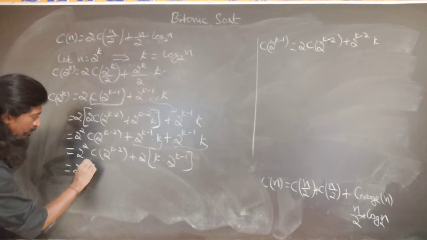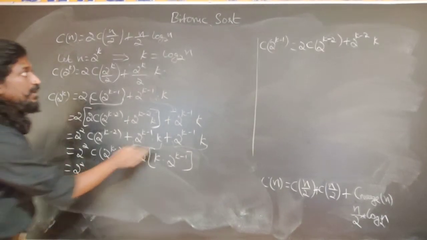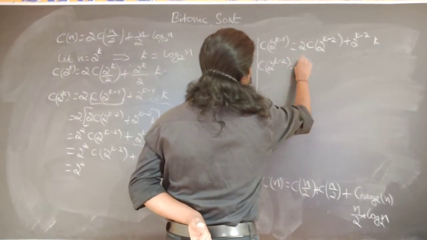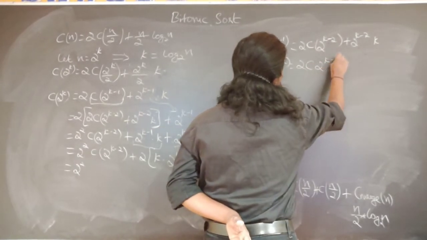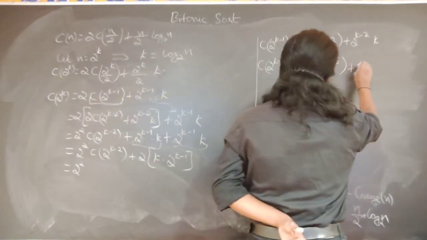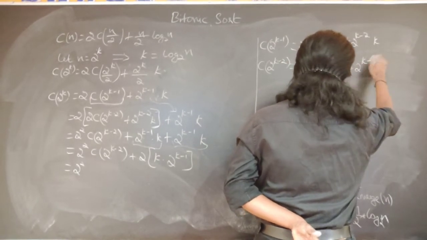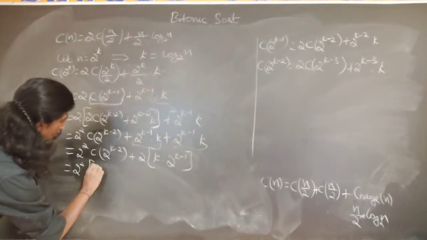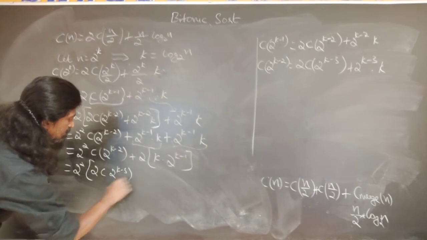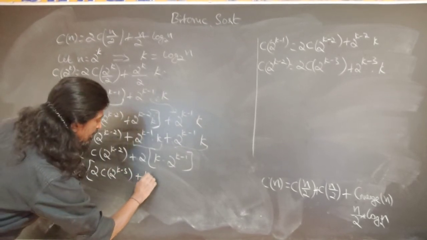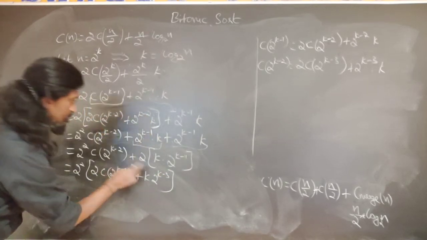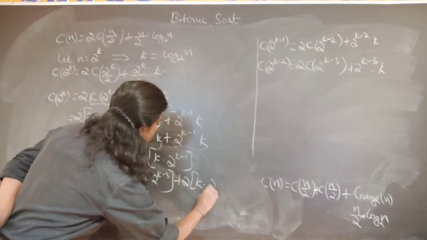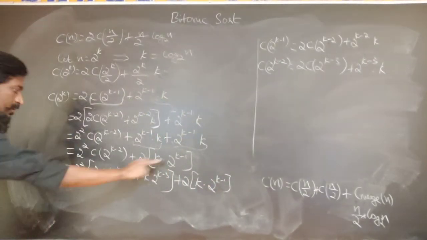2 squared. Now for this c of 2 to the power of k minus 2, we have to find a similar expression. c of 2 to the power of k minus 2 is equal to 2 times c of 2 to the power of k minus 3, 1 less than this, plus 2 times 2 to the power of k minus 3 into k. So that when we substitute here, we get 2 times c into 2 to the power of k minus 3 plus k into 2 to the power of k minus 3, bracket closes. This entire thing comes as it is, 2 into 2 times k into 2 to the power of k minus 1.